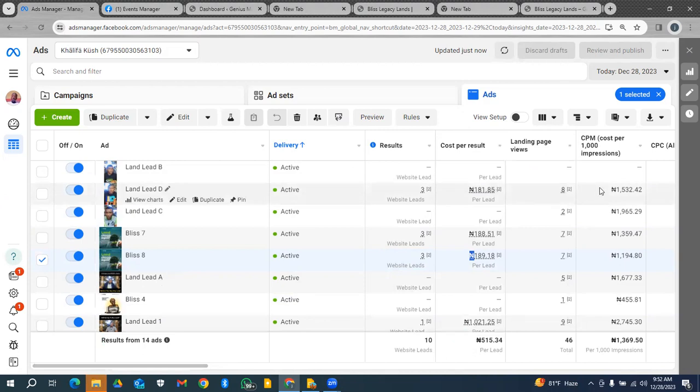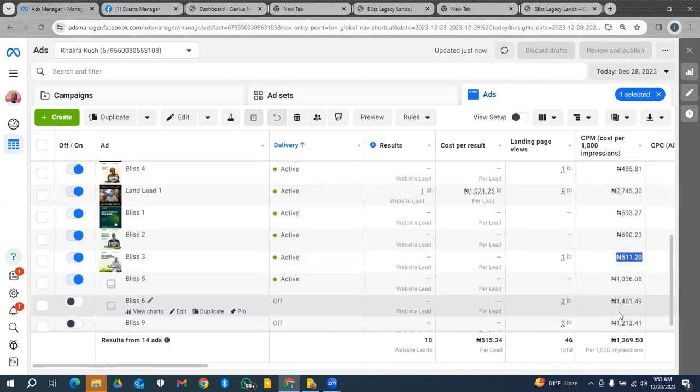But normally, once your CPM is above 1,000 naira, please kill that ad. That ad is not doing so well, right? That's for me anyway. Some people can allow it to run, but for me, once the CPM goes above 1,000 naira, I usually do not allow it to keep running.